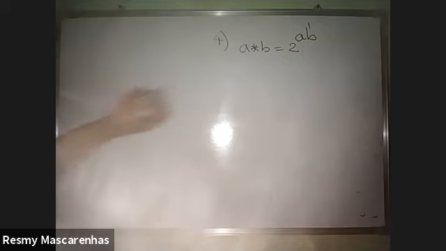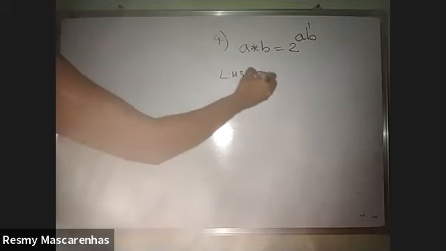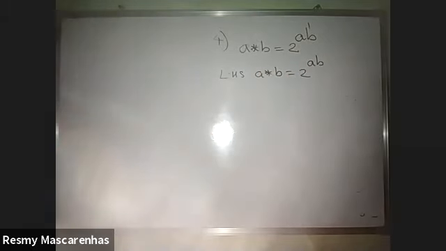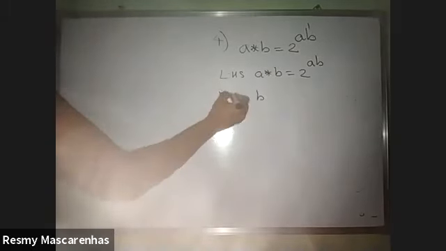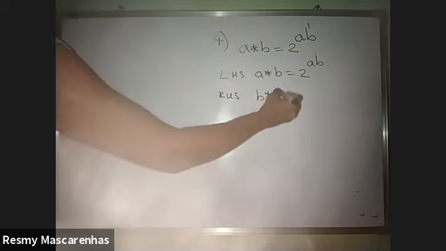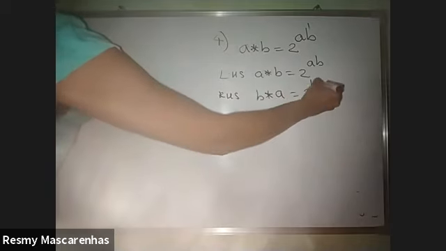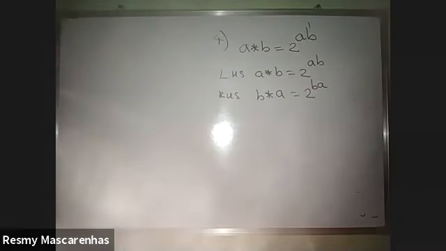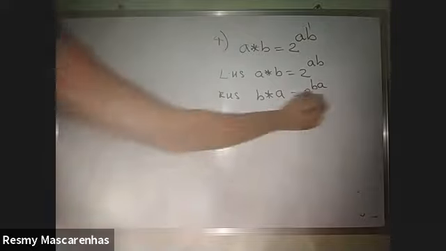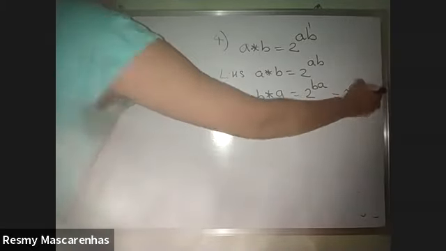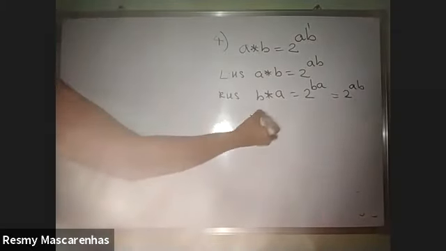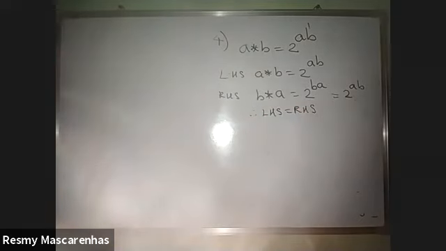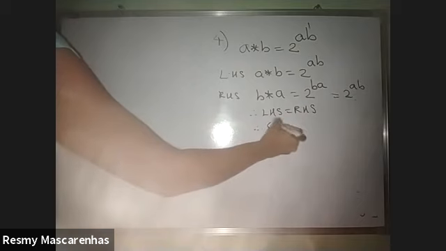Okay, so left hand side, a star b is 2 raised to ab. Right hand side, b star a will be 2 raised to ba. It is the same. 2 into 3 will be same as 3 into 2. So it is similar to a into b. So left hand side will be equal to your right hand side. Therefore, commutative.